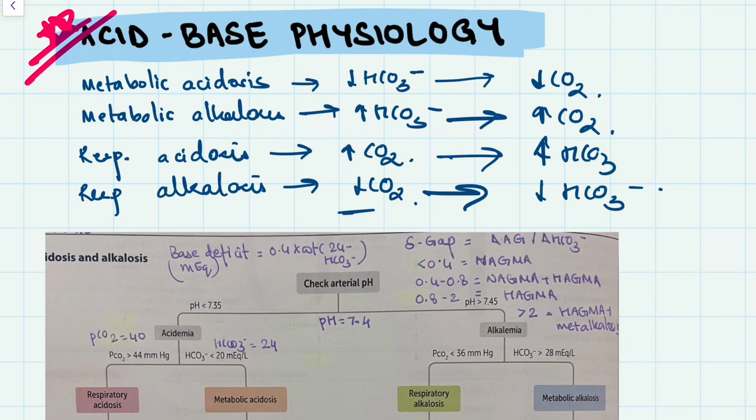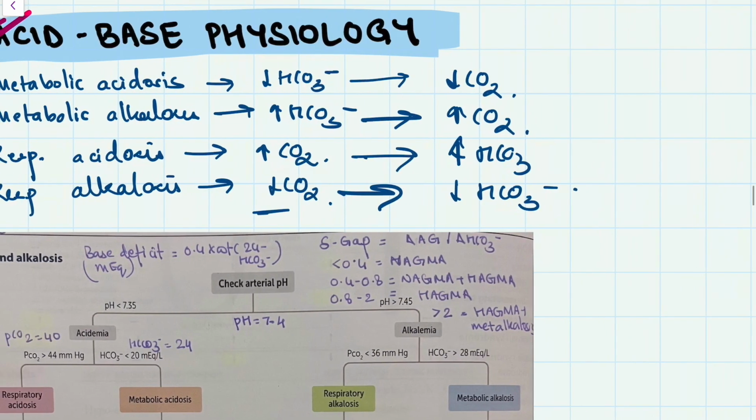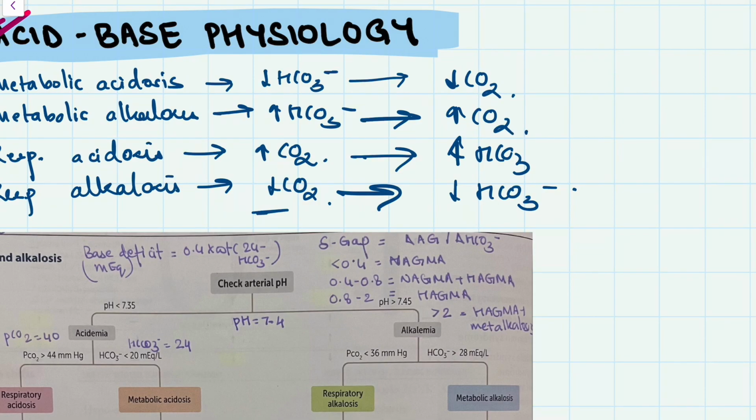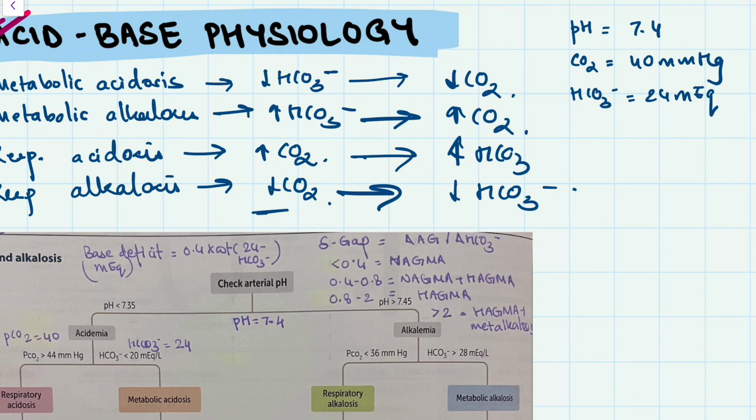Right, so how do you identify these disorders? First we look at the normal values. For pH, remember the value 7.4. For carbon dioxide, the normal value is 40 mmHg, and the bicarbonate normal value is 24 milliequivalents. Right, this you need to remember.